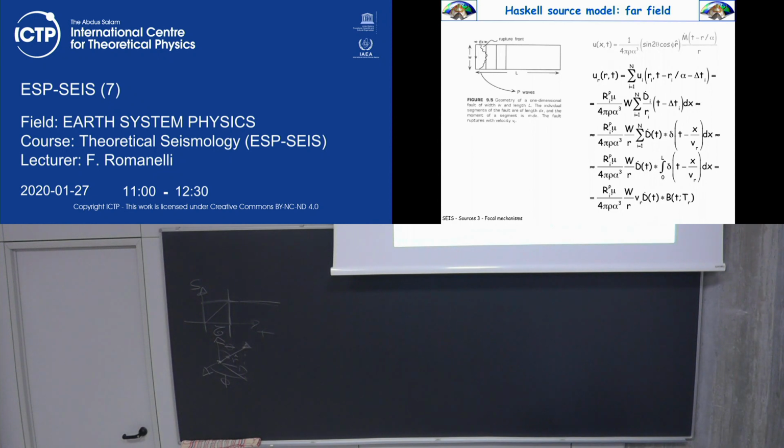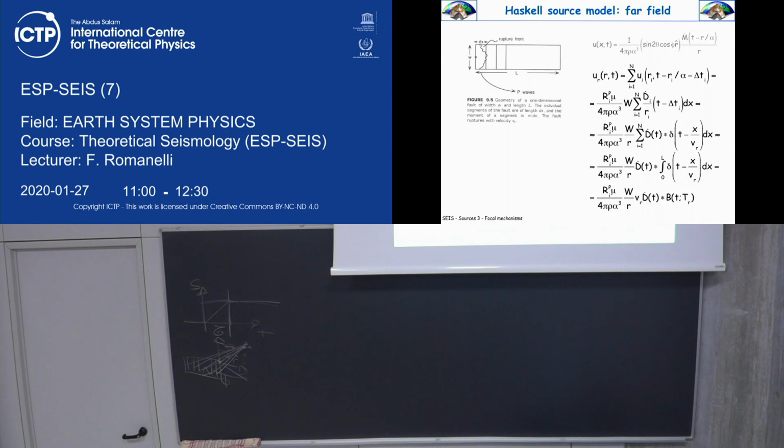Because one term will be coming from this, one from this, and so on. So the displacement received at a given receiver here will be due to the sum of each of these contributions. It's linear, everything is linear here, so what we have to do is take the sum of a different displacement, of a single displacement.